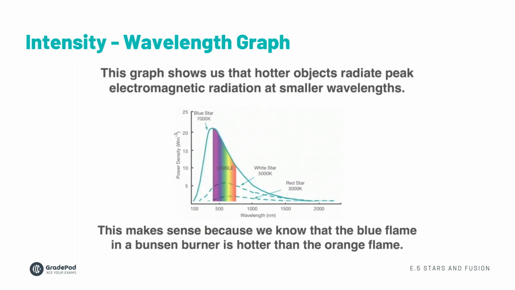And that makes sense to us, because if you look at the blue flame in a Bunsen burner, we know that it's blue, it's got a lower wavelength of light, but we also know that it's hotter. It's hotter than the orange flame. And that tells us a little bit about the astronomical objects. Blue stars are hotter than red stars. On a very basic level, that tells us which star is hotter just by looking at the colour of it.